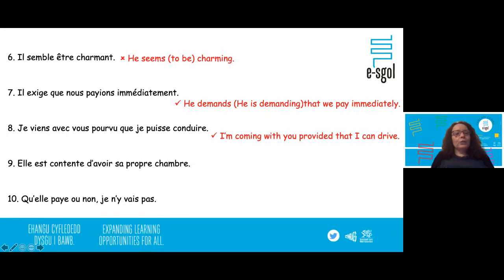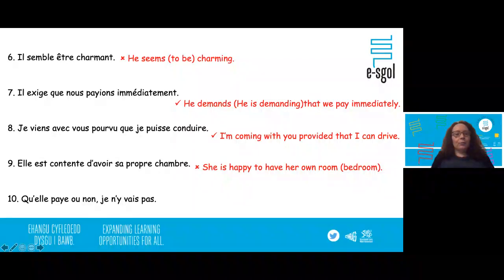Numéro 9. Elle est contente d'avoir sa propre chambre. Nope. She's happy to have her own bedroom and there's no subjunctive there. Numéro 10. Qu'elle paye ou non, je n'y vais pas. Subjunctive? Yes. Whether she pays or not, I'm not going. Okay, so there's the subjunctive there.